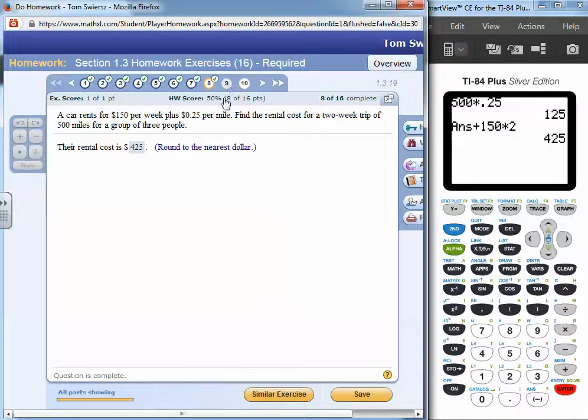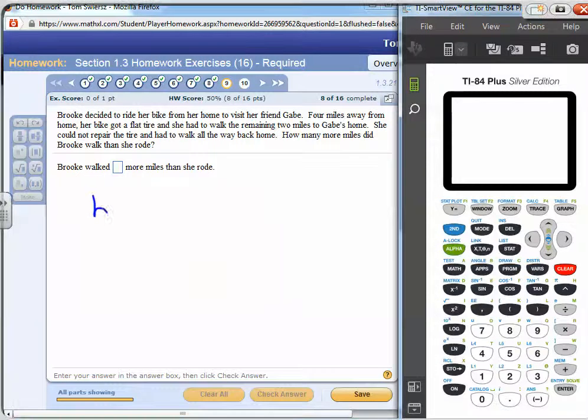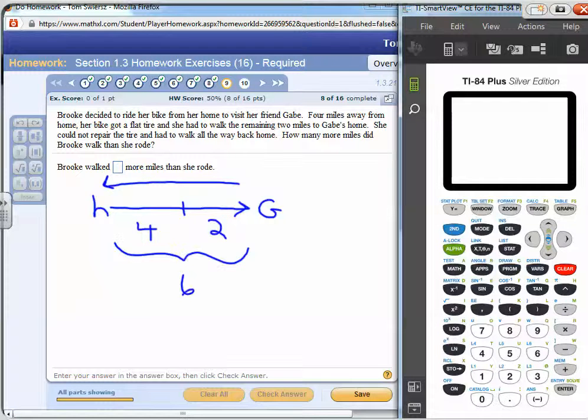All right, very good. Let's look at homework exercise number 9. Brooke decided to bike from her home to visit her friend Gab. So she's at her home, she's going to Gab's. 4 miles away from her home, she gets a flat tire and she had to walk the remaining 2 miles. So 2 miles to Gab's house. She could not repair the bike and had to walk all the way home. So she walked all the way back home, which we can see would be a total of 6 miles. 2, 4, and 2, right, from the first trip, so we know it's a total of 6.